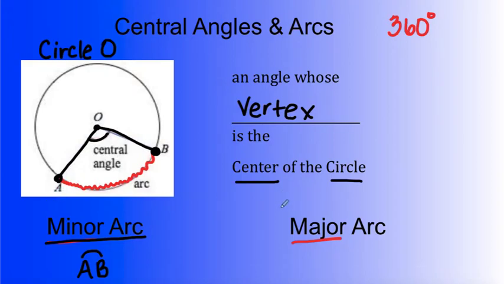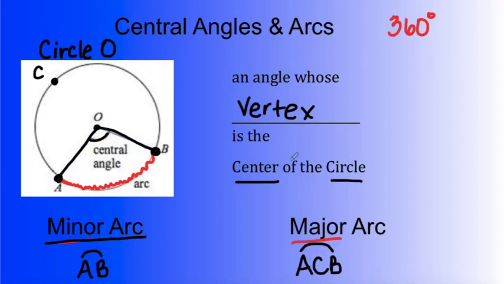All right, and then a major arc, let's pretend I put another letter on the circle, a C. A major arc would be three letters. You again start at the endpoints, but the middle point has to be that other point on the circle. So it would be arc ACB, and that would be a major arc, okay?